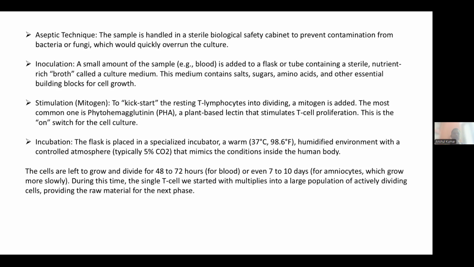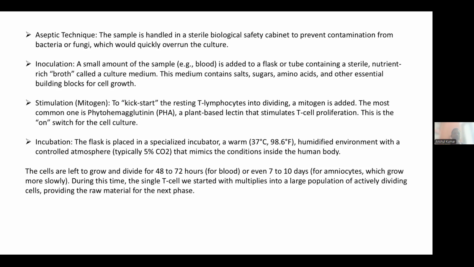Stimulation: to kick-start the resting T lymphocyte into dividing, a mitogen is added. The most common one is phytohemagglutinin, PHA, a plant-based lectin that stimulates T cell proliferation. This is the on switch for the cell culture.